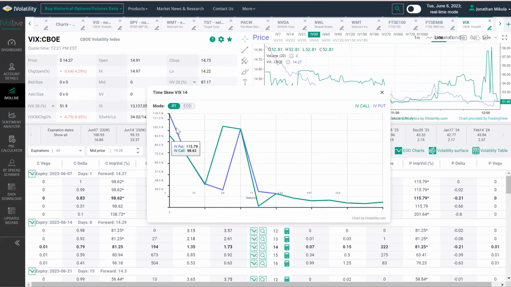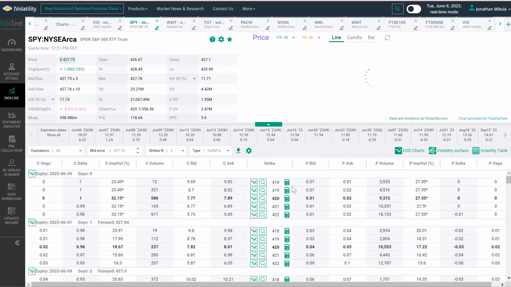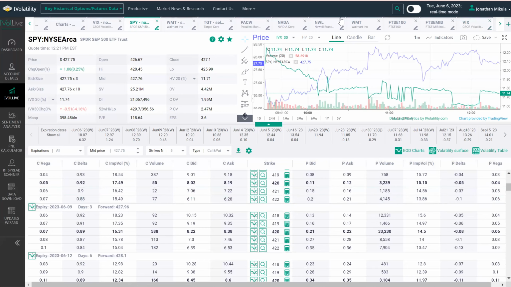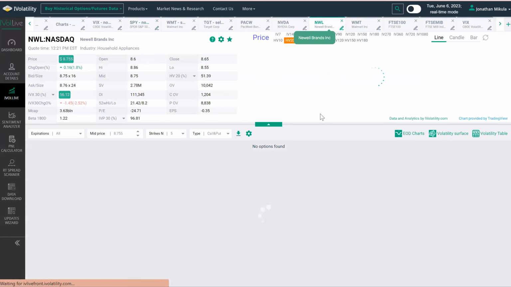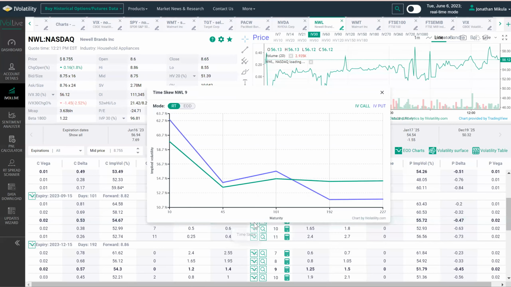So this is another one of my favorite charts because what it's telling us is, this option expires 1 day out for the VIX. But if we came over here to SPY for an example, just to jump a little bit ahead. So if we came over to SPY, or even Newell, because Newell showed up on a bunch of our searches, and we pulled up a time skew chart for Newell. What's great about this is, here's implied volatility over here on the y-axis. Here's time to maturity on the x-axis. So what you're able to see is the implied volatility readings in the near term and also into the future.